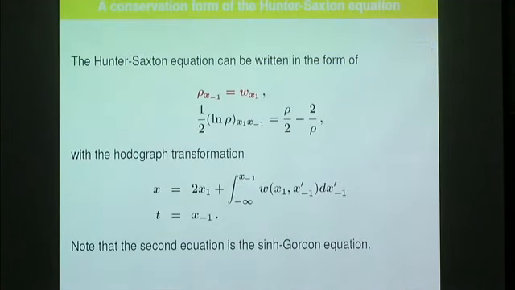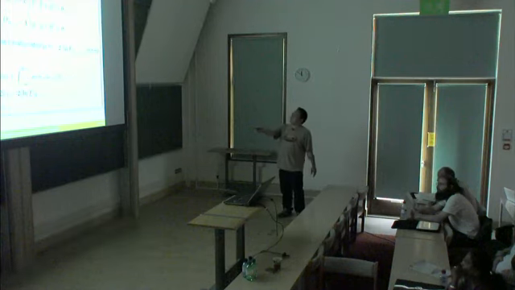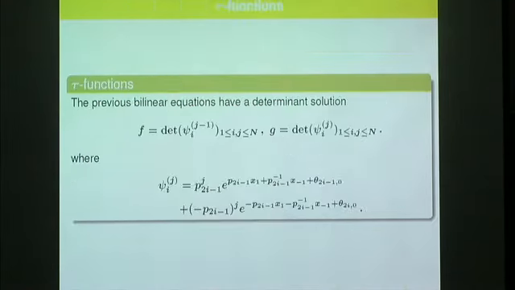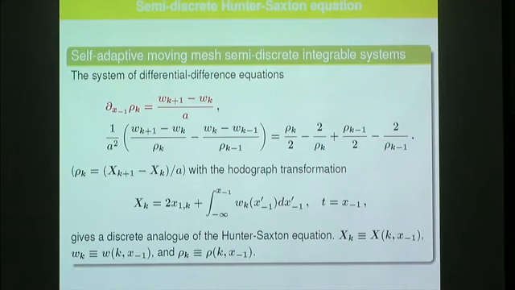And here also we can write down this equation in this form. Again, the first one is a conservation law, and the second one is actually the hyperbolic sine-Gordon equation. With the hodograph transformation, you can rewrite the Hunter-Saxton equation into this form. Now we want to discretize this. This is the bilinear equation of the Hunter-Saxton equation; if we discretize it, we will get the bilinear equations of this. Then we will get this equation. This is the self-adaptive moving mesh scheme for the Hunter-Saxton equation.